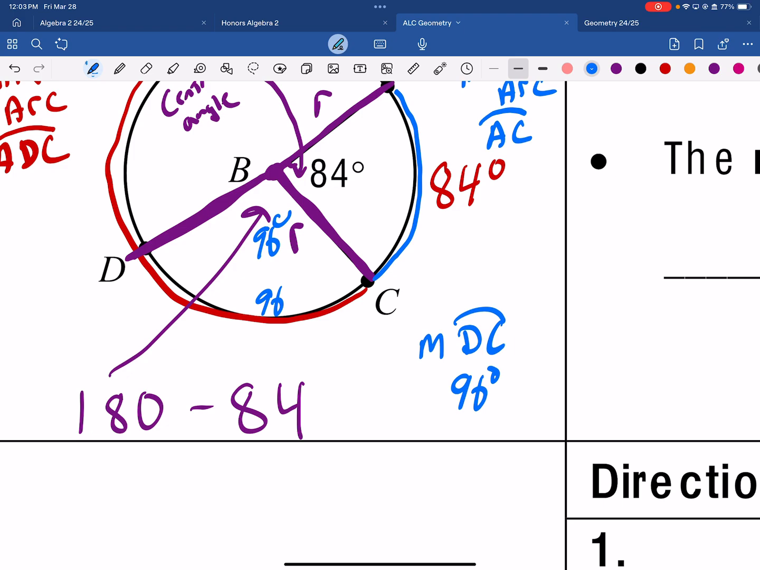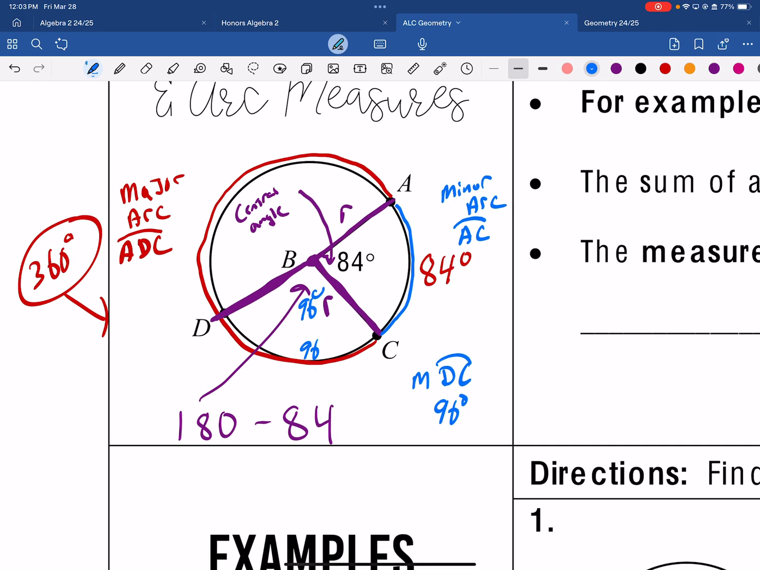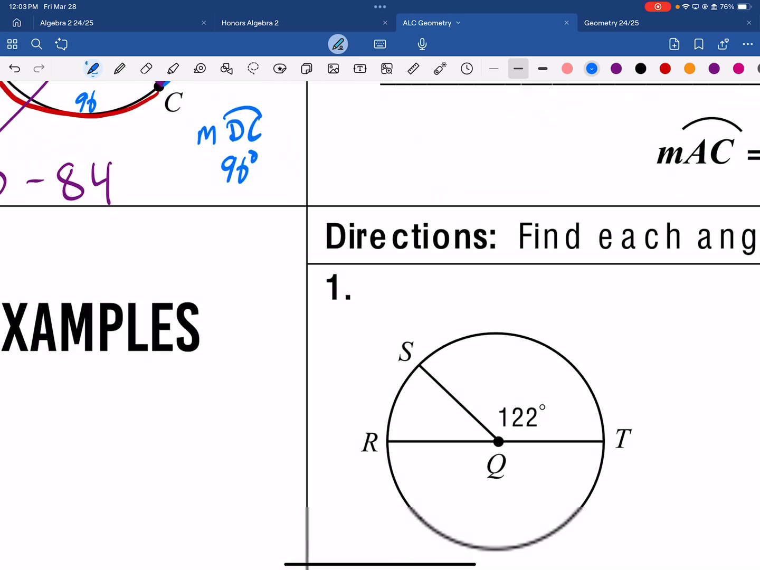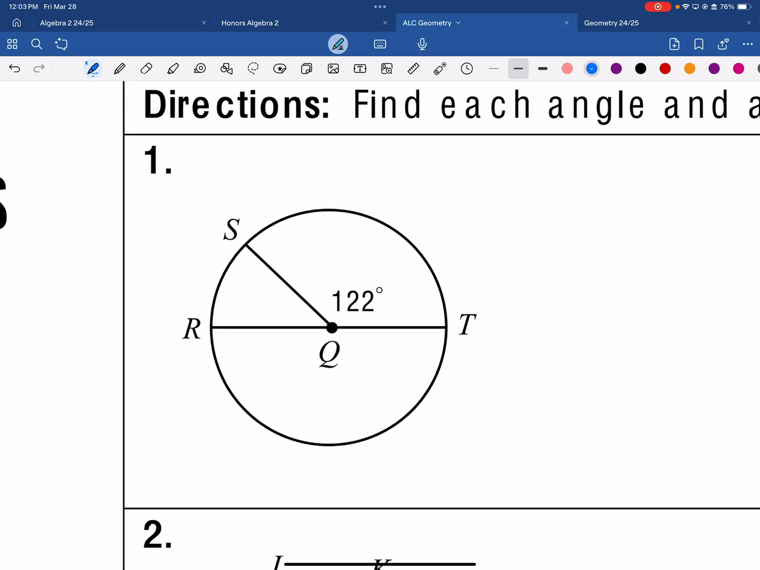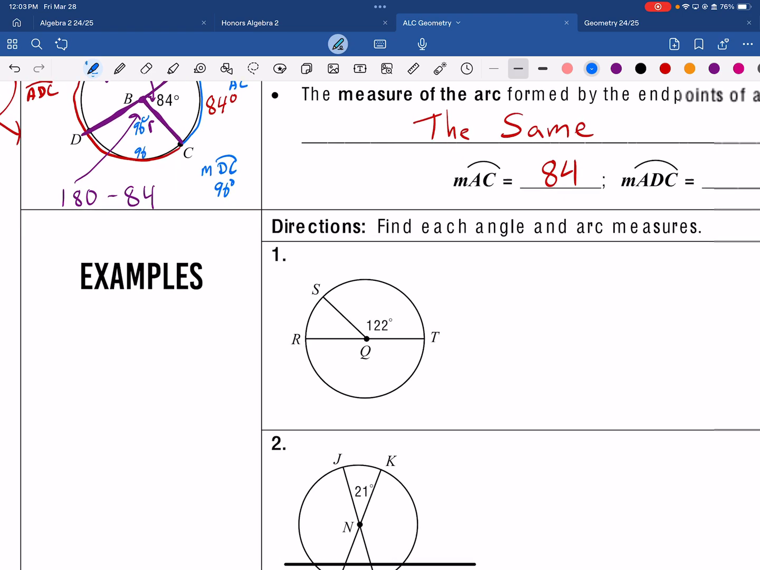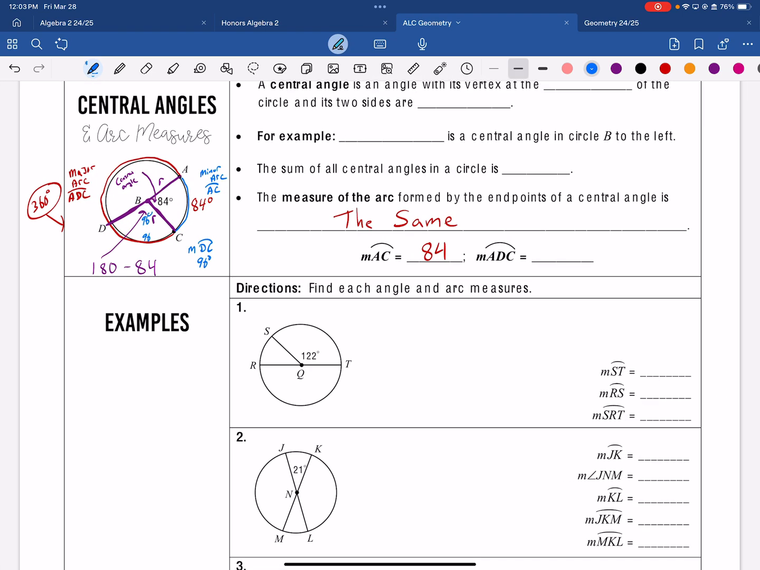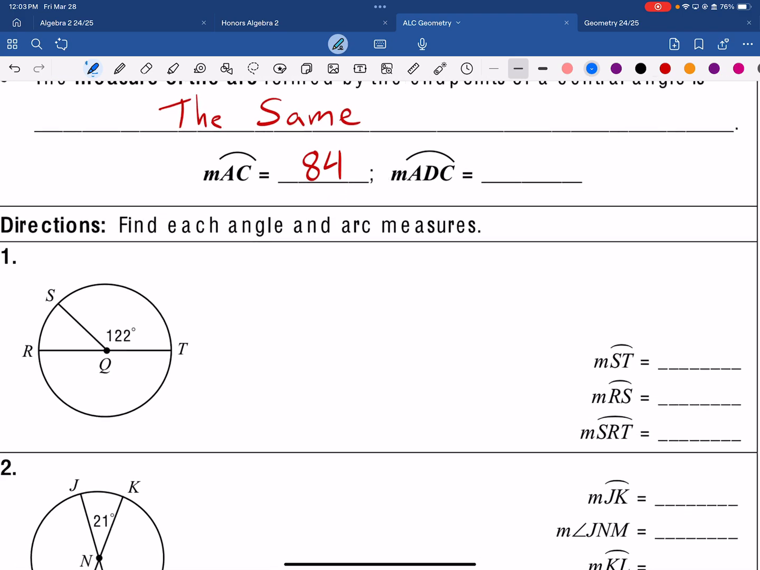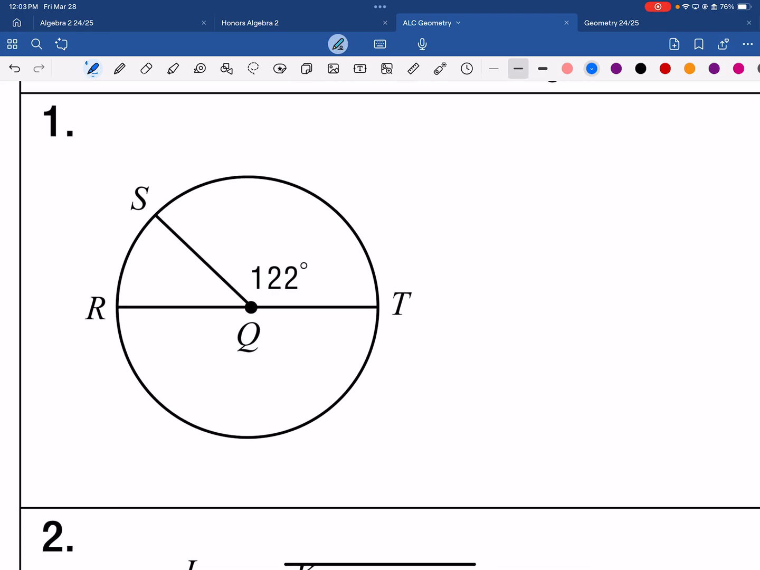Okay, so this is a lot of what we're going to do today. We're going to look at various examples where you're given a couple central angles or you're given the measure of the arcs that they create, and you're going to be asked to find specific pieces. Okay, so let's look at a couple of examples. So let's look at this first one. Okay, so draw this first in your notes.